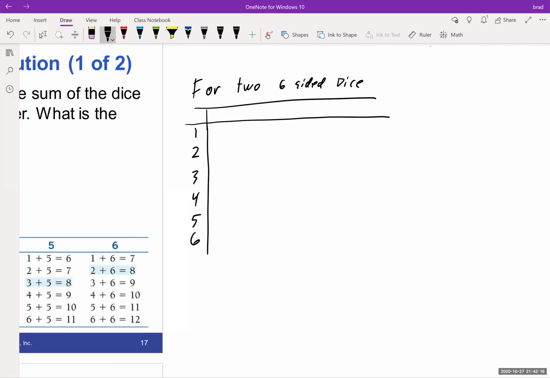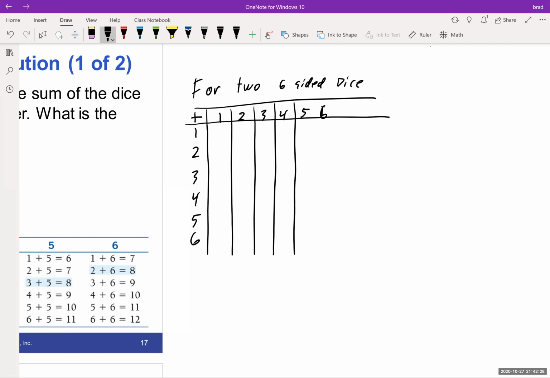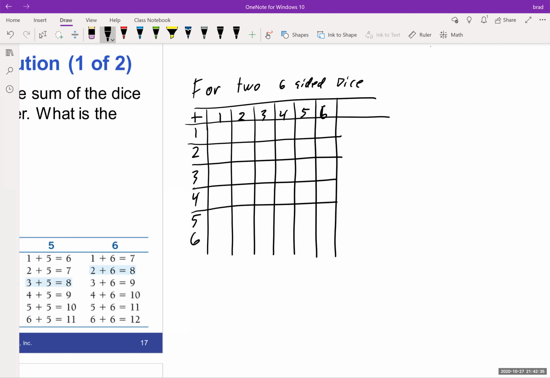Okay. So here's the plus, here's 1, here's 2, here's 3, here's 4, here's 5, here's 6. So what I'm going to do is make these little columns here, and little rows here. I'm basically doing what your book is doing, but this works better for me. And so we're going to take combos of everything, okay? So 1 plus 1 is 2, 1 plus 2 is 3, 1 plus 3 is 4, 5, 6, 7.